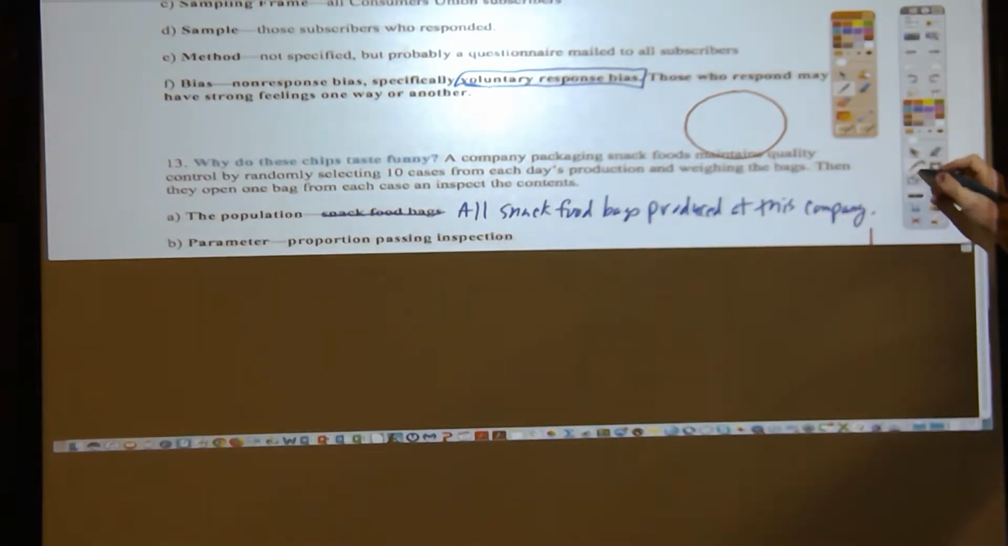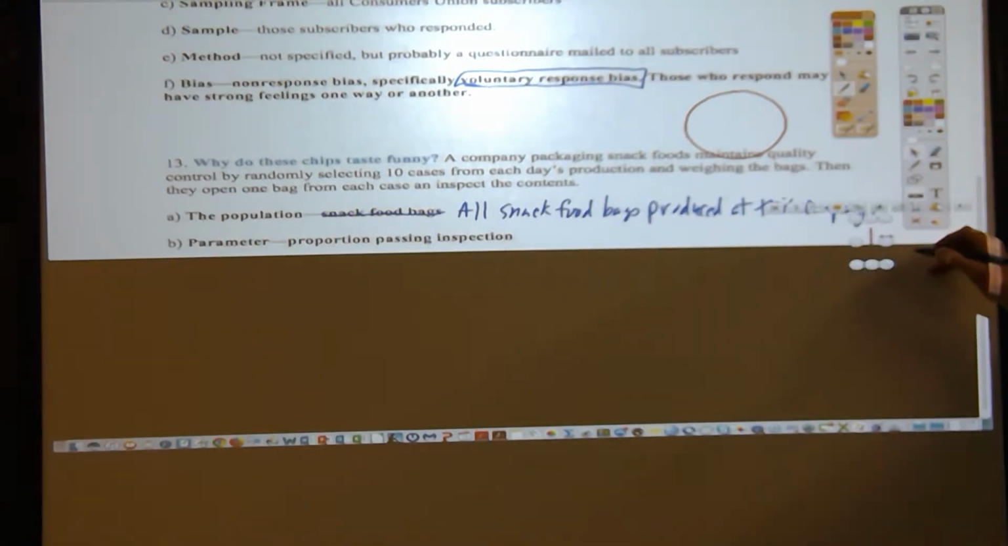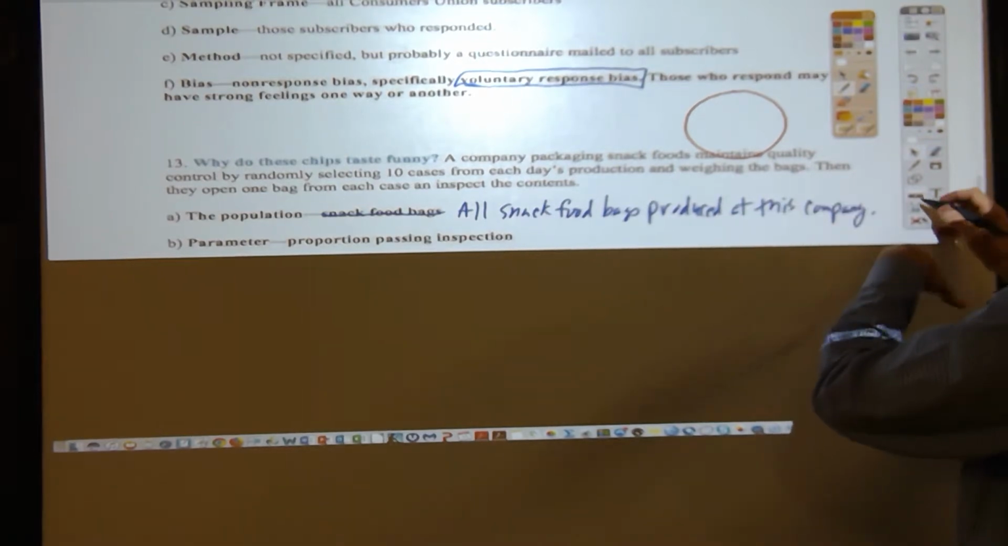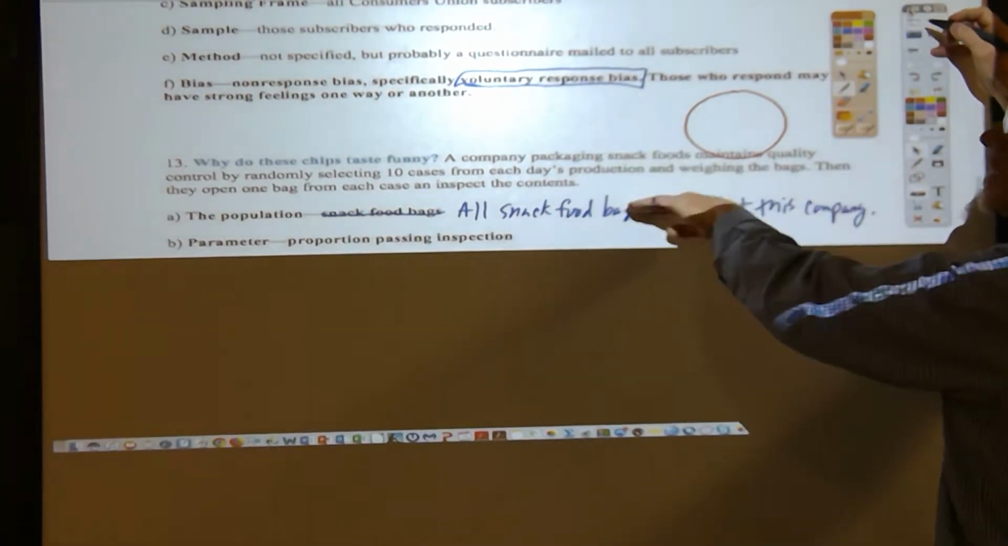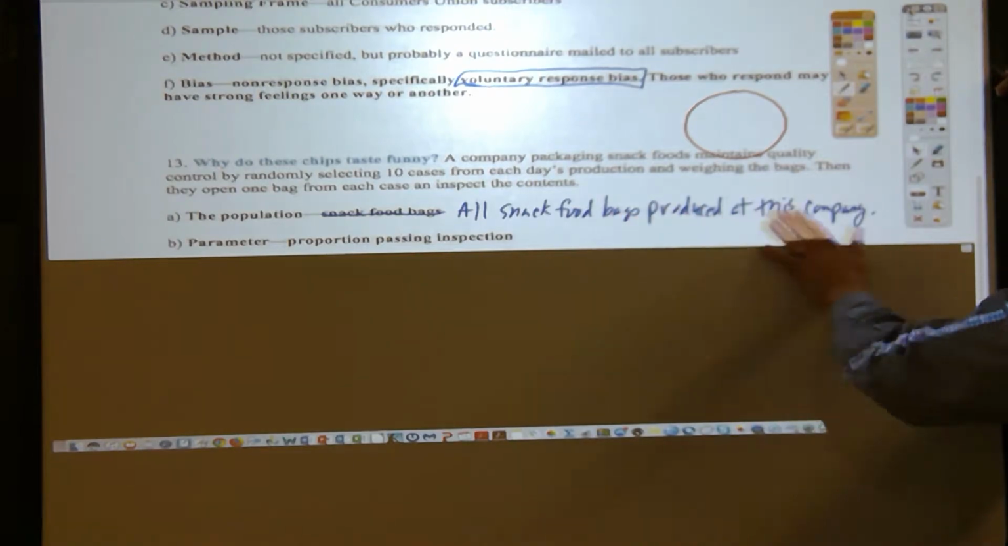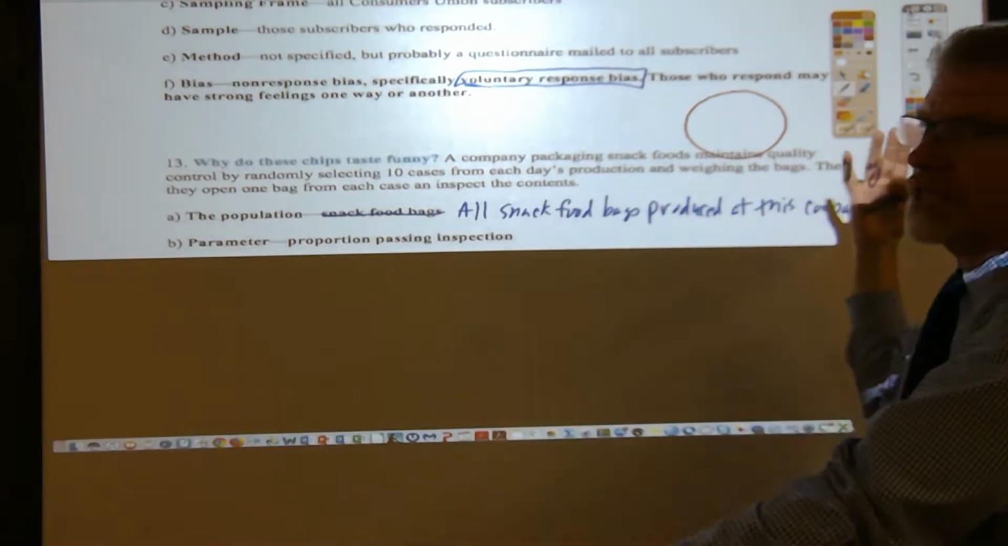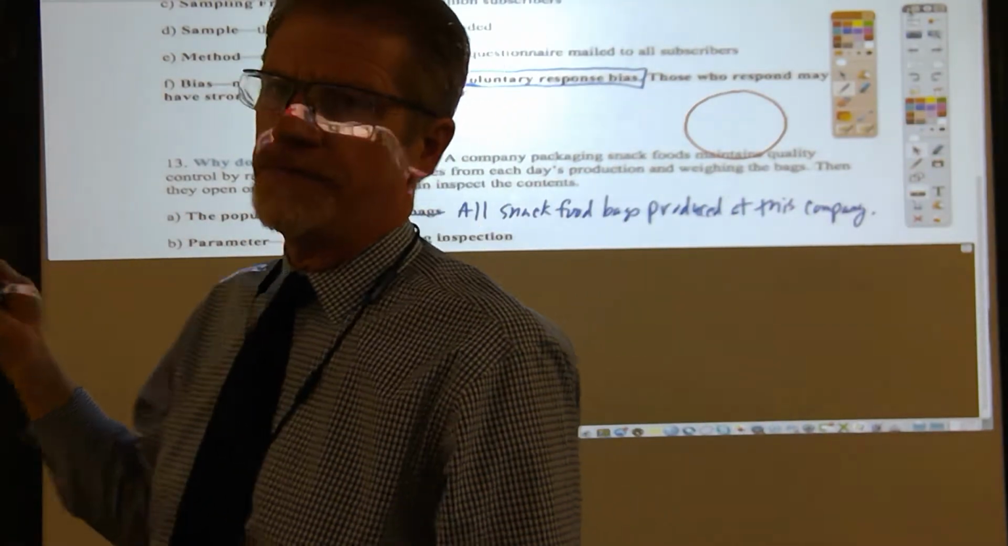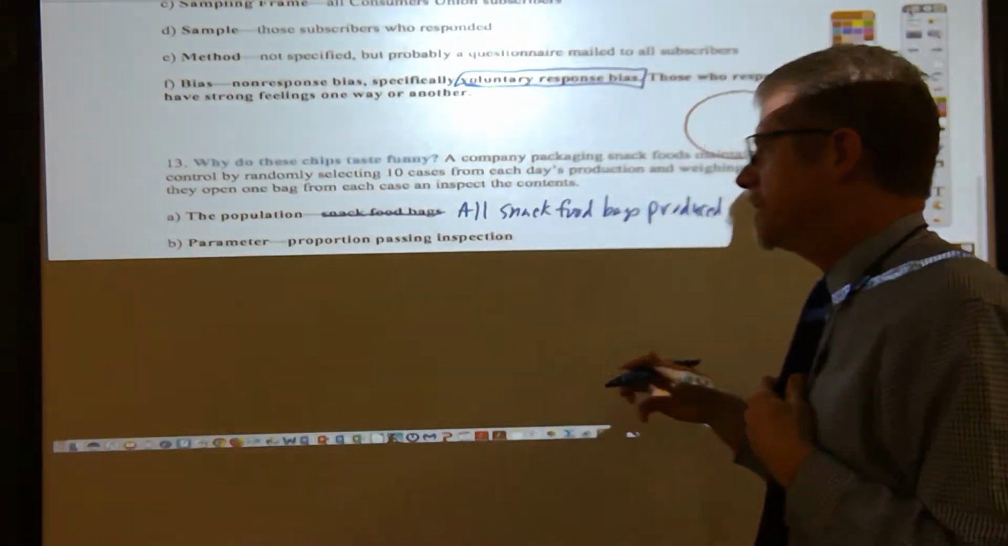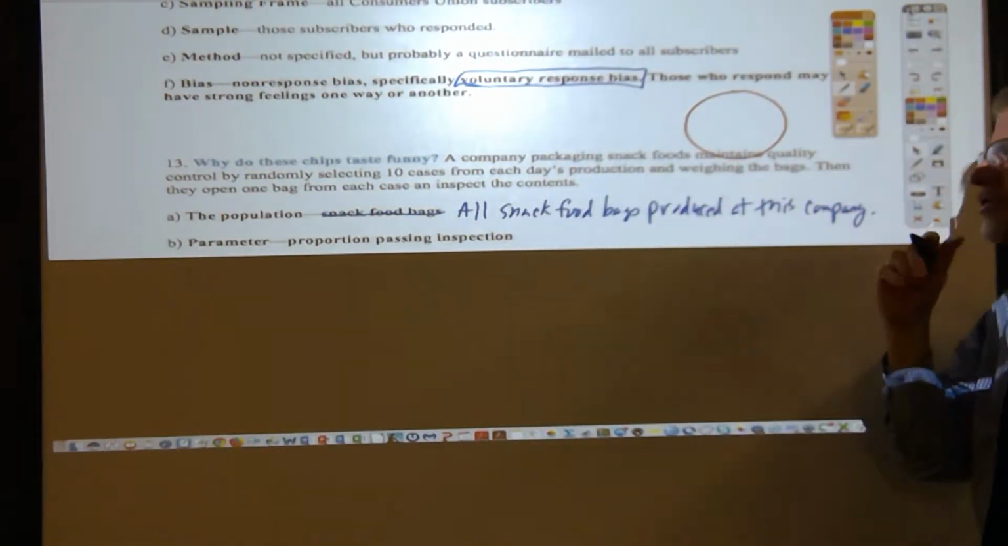And they probably don't even really care about all of them over what time frame. Could be this year. Well, they didn't put all that in there. So we'll just say, you know what, they probably do care. The company cares about all their snack food bags and their quality. The parameter is the proportion passing inspection.